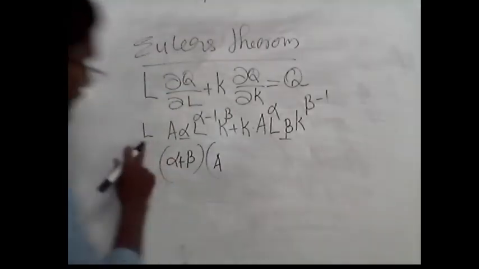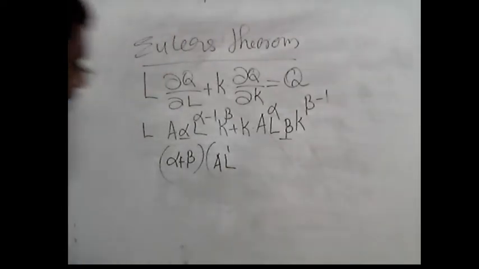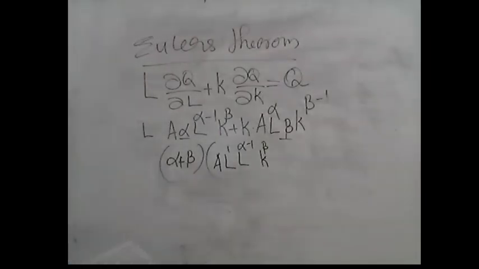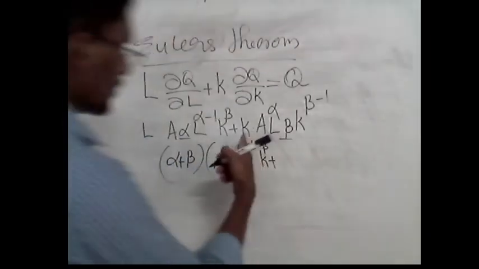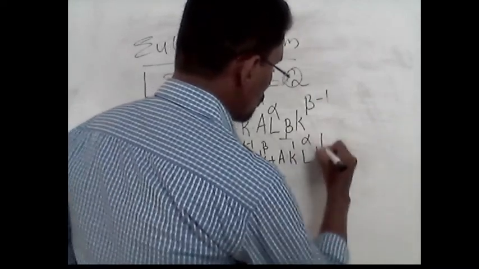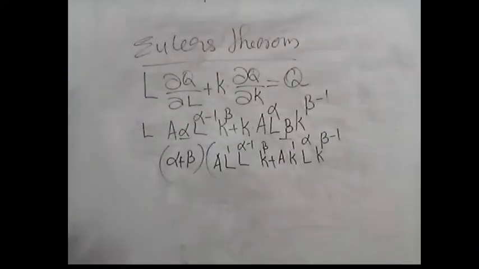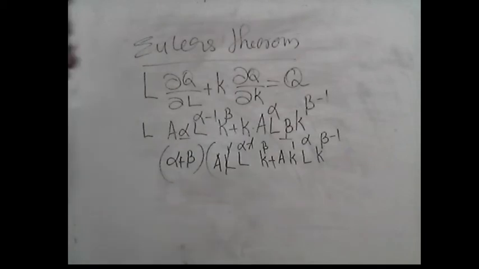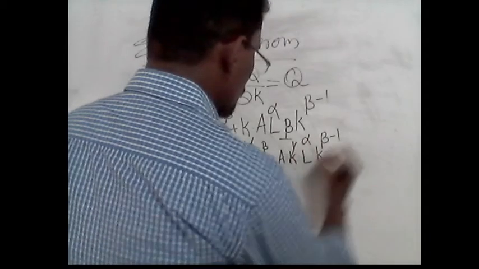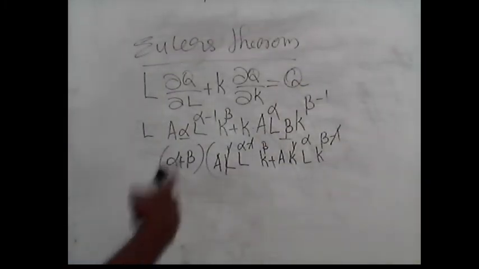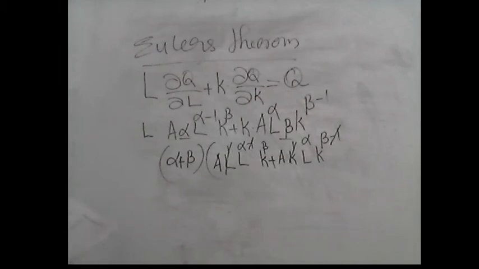That is A, this L is appearing here as L raised to 1 and L raised to alpha minus 1, K raised to beta, plus this again A, K is appearing here as K raised to 1, L raised to alpha, K raised to beta minus 1. And here L raised to 1 and this minus 1 can be cancelled, and here K raised to 1 and this minus 1 can be cancelled out. Thereby we can take this as A L raised to alpha and K raised to beta.